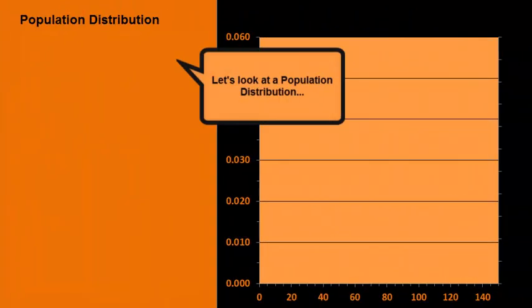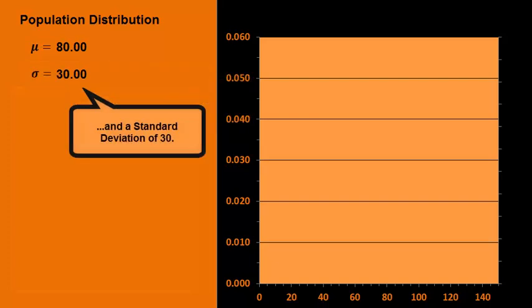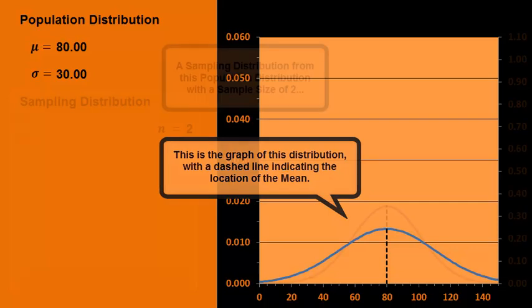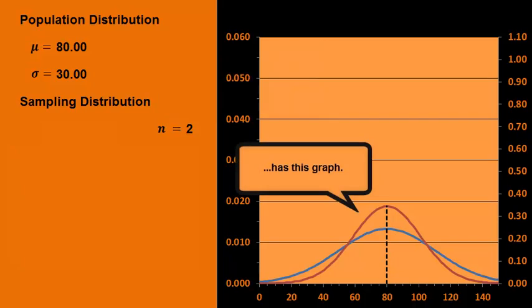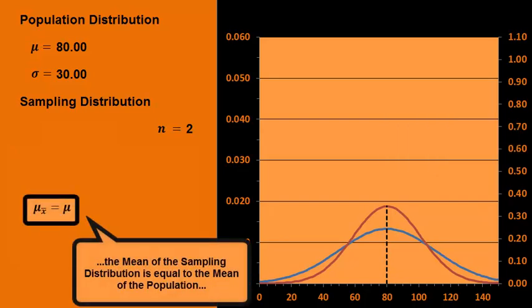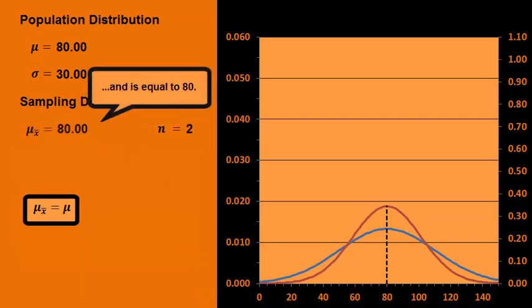Let's look at a population distribution with a mean equal to 80 and a standard deviation of 30. This is the graph of this distribution with a dashed line indicating the location of the mean. A sampling distribution from this population distribution with a sample size of 2 has this graph. Its mean coincides with the mean of the population because the mean of the sampling distribution is equal to the mean of the population, and therefore is equal to 80.